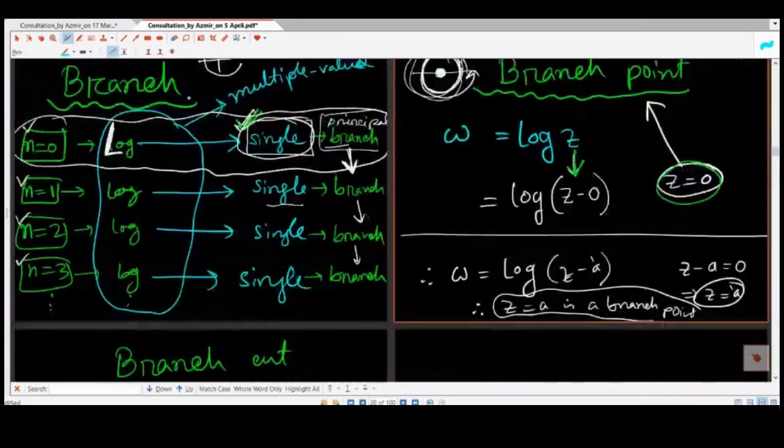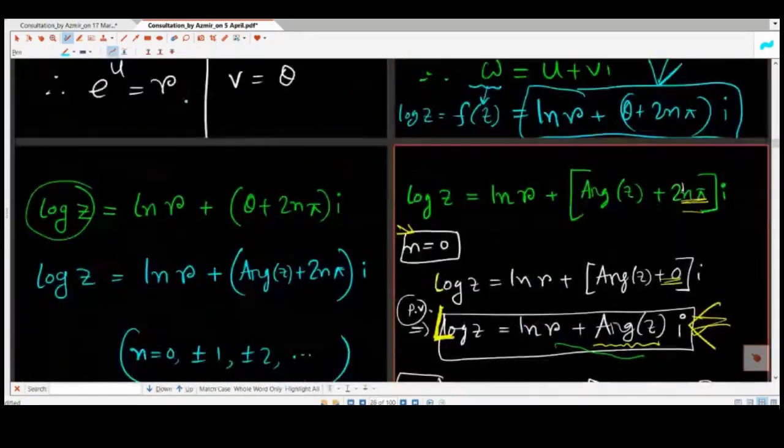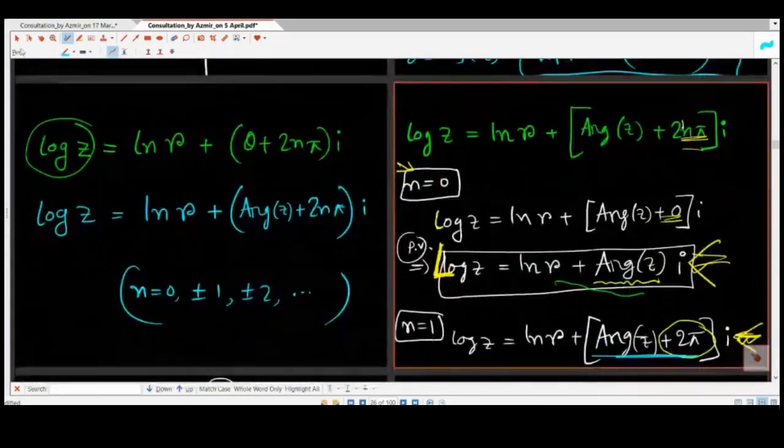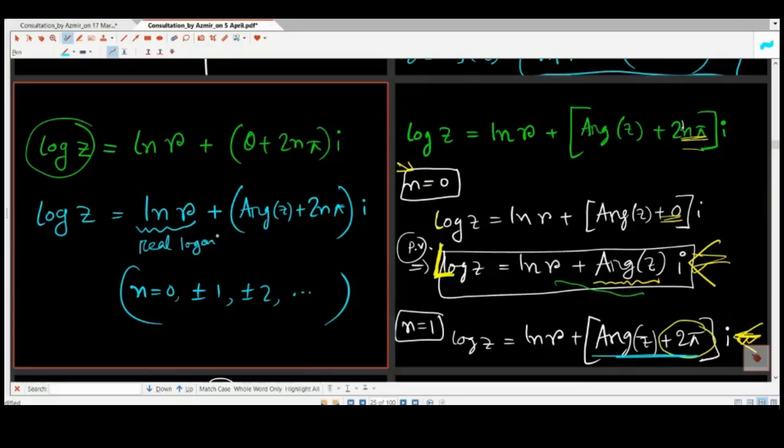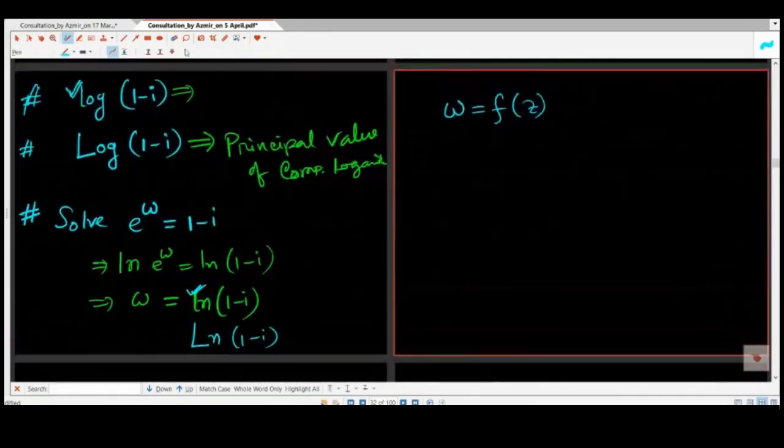So we have already defined that any complex log can be written as natural log of r plus argument of z plus 2n pi. So this one, natural log of r, is acting as the real log. That means it is real logarithm. So let's evaluate this one.